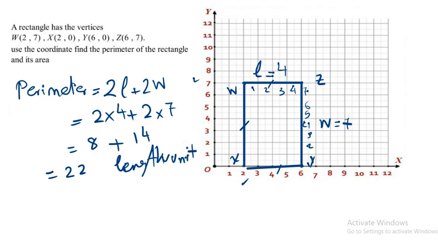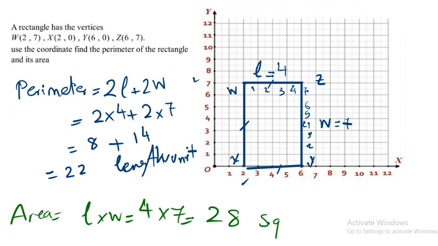Okay? Now the area. The area of the rectangle equals length times width equals 4 times 7 equals 28 square units. If you got the same answer, congratulations.